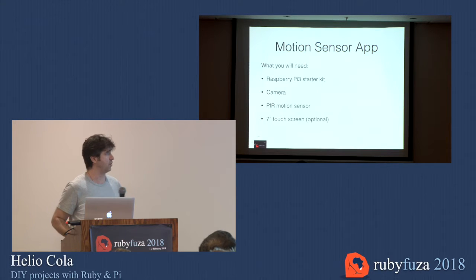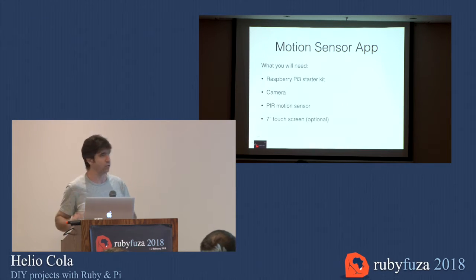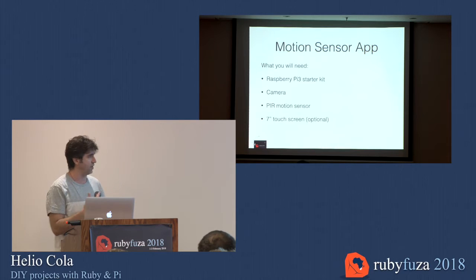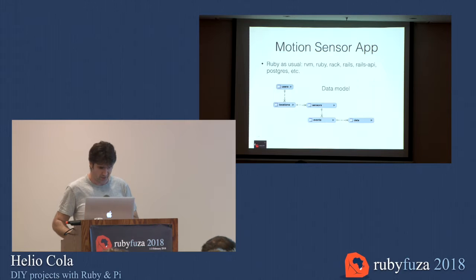What I use for these, I use the Raspberry Pi 3 starter kit, camera, a PIR motion sensor, which is like an infrared motion sensor, and the 7-inch touchscreen. But that's optional, you don't need that.